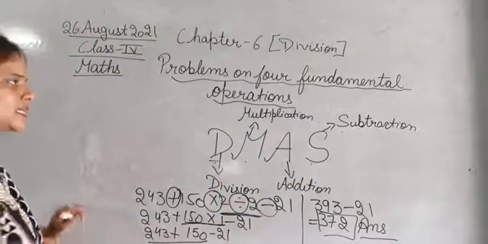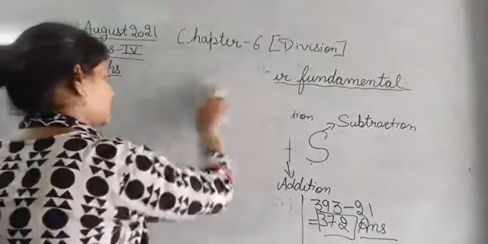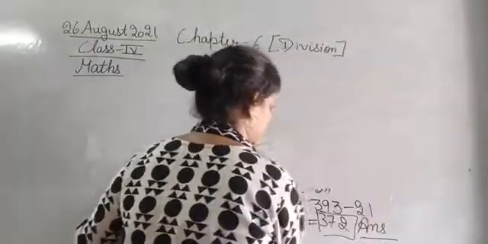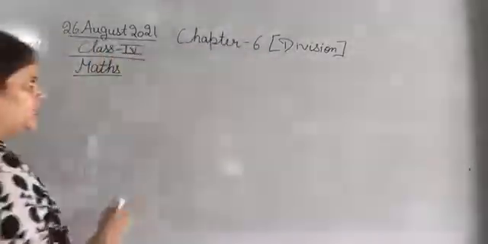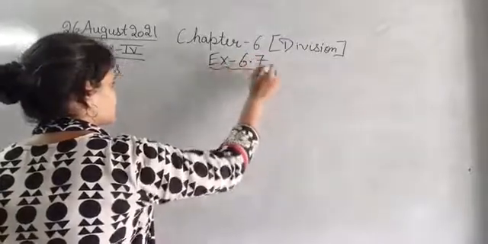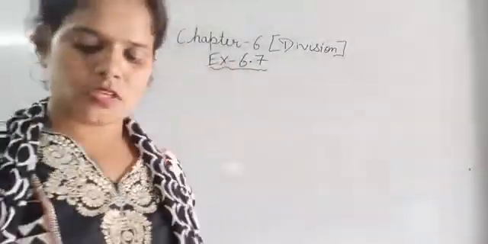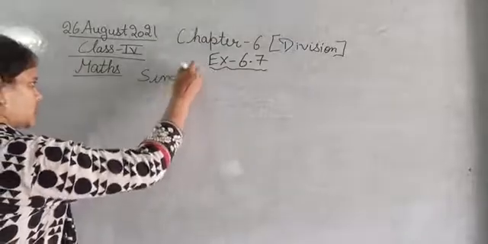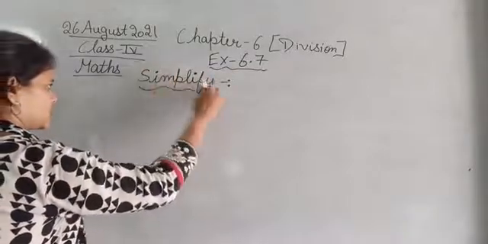So let's do the sums from exercise 6.7. Now I'm starting with exercise 6.7. The sum is simplify.